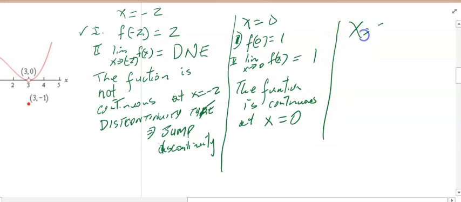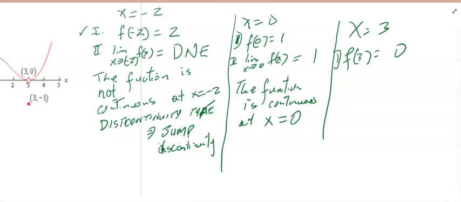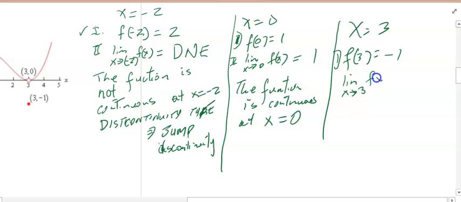At x equals 3, f of 3 equals 0. No, that's wrong. Look for the closed dot. F of 3 is equal to -1. And the limit now, this is what is 0. Limit as x tends to or approaches 3 of f of x is equal to 0. That is what is correct.